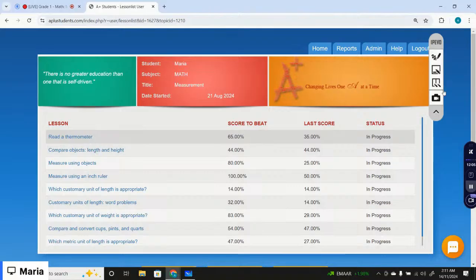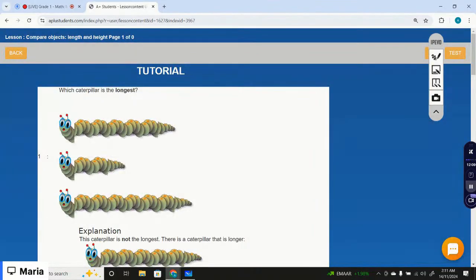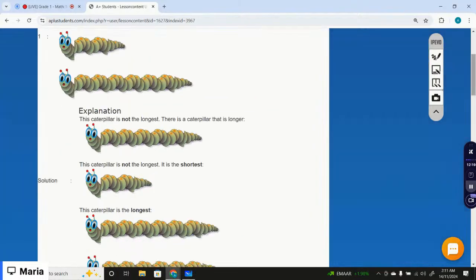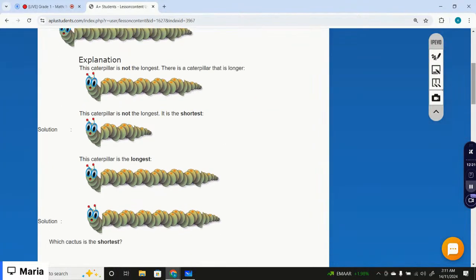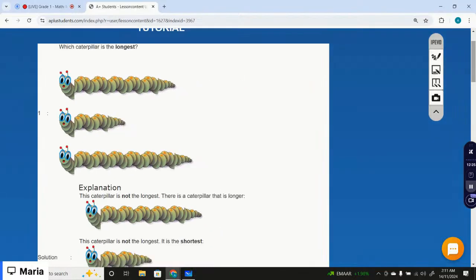The next lesson is compare objects length and height. So let's see how we compare. Which caterpillar is the longest? You have to measure the length of the caterpillar. You have to see the longest one, right? So you have to compare their lengths.